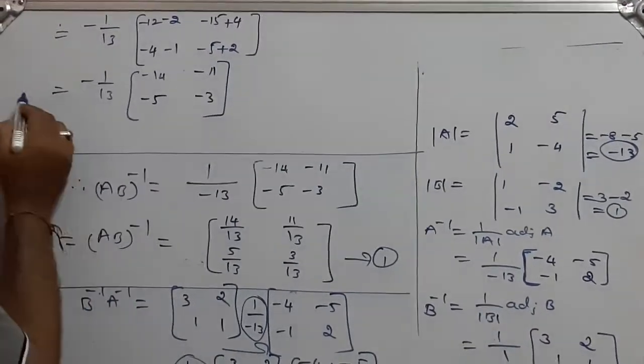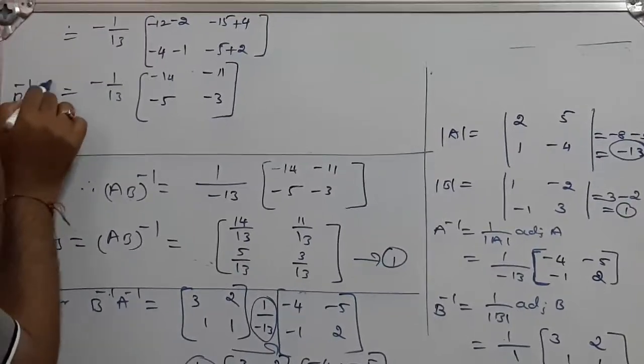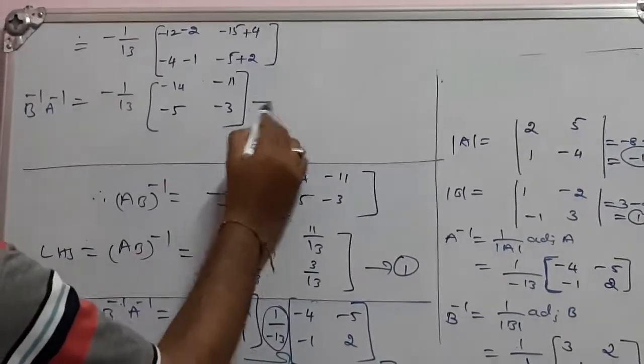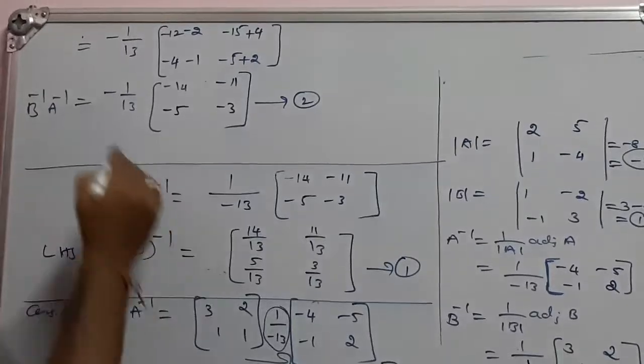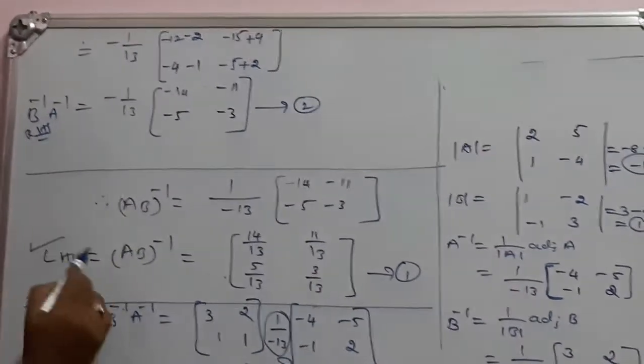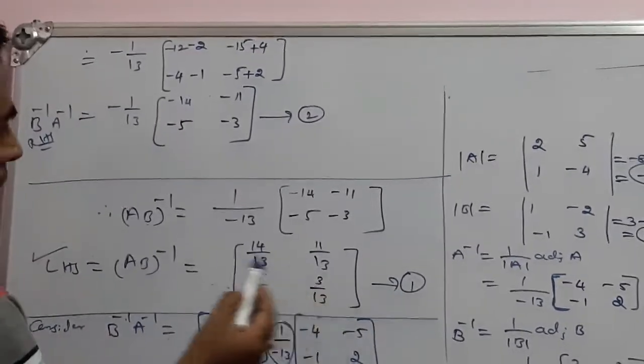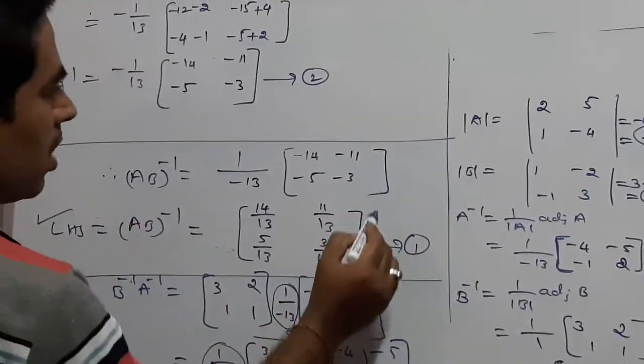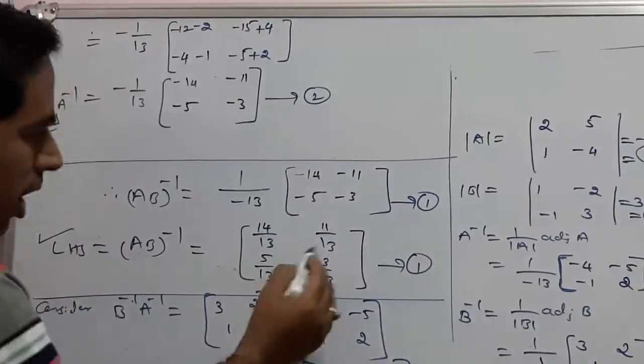Okay, this is B inverse and A inverse. So let me call this equation 2. This is our RHS. Our LHS was AB inverse. Okay, this one we can call equation 1. So I have multiplied here.